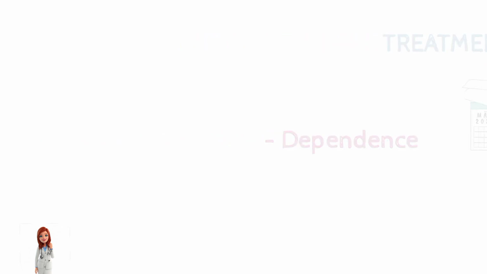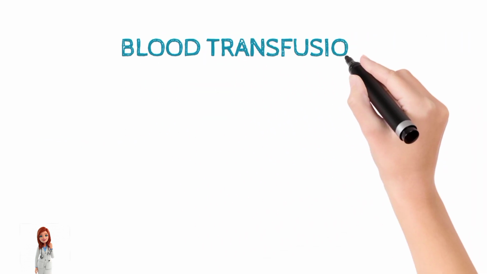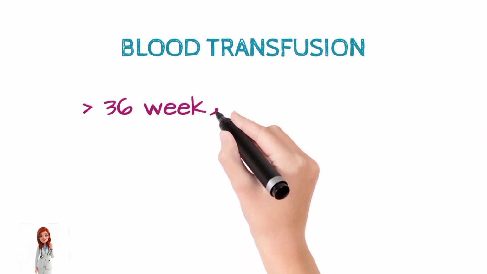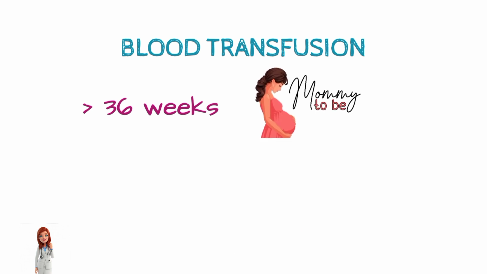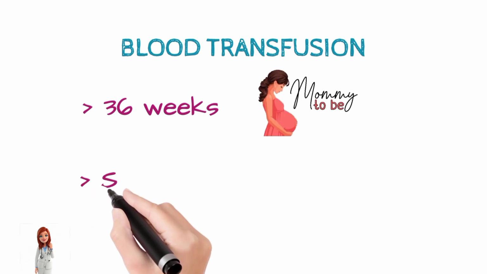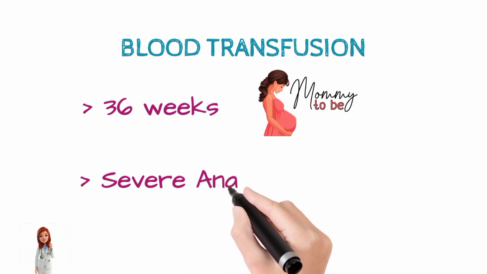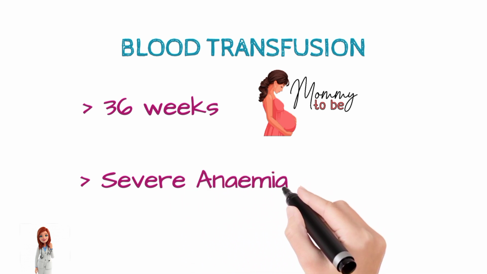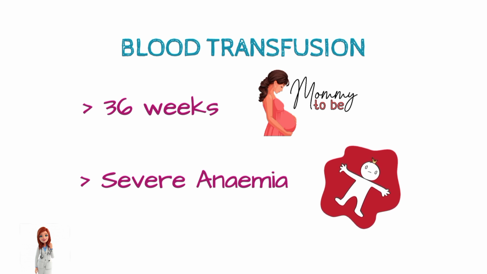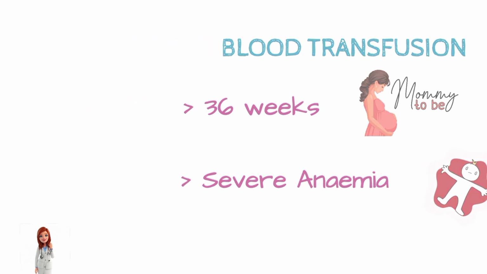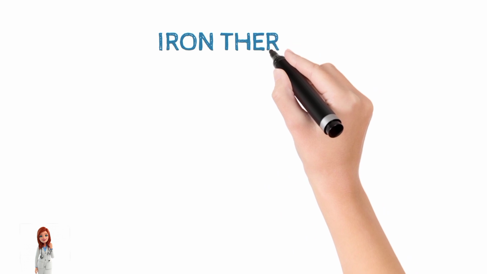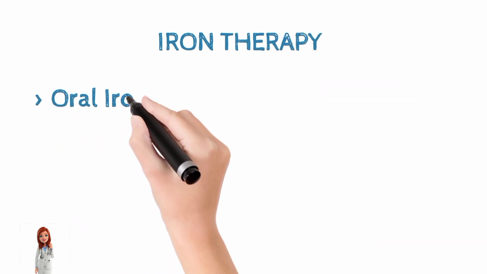The blood transfusion is the preferable treatment if the patient presents at greater than 36 weeks or has a very severe anemia. But with the blood transfusion, only the hemoglobin is increased. With the iron therapy, both the hemoglobin and the iron stores are replenished.